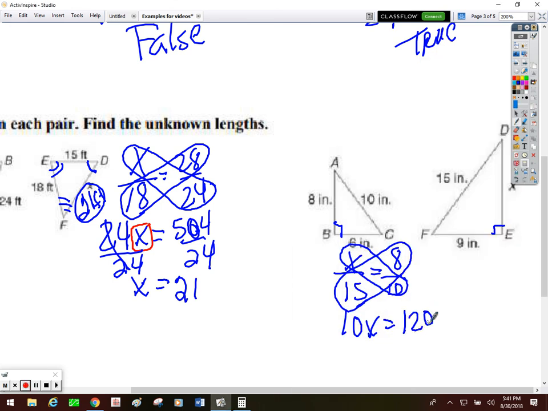I really knew what that was, y'all. I just want to make sure I use my calculator just to be safe, okay? So if I divide by 10, x should give me 12. And there's my side length of DE is 12.